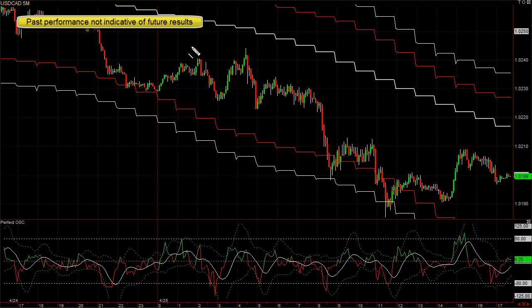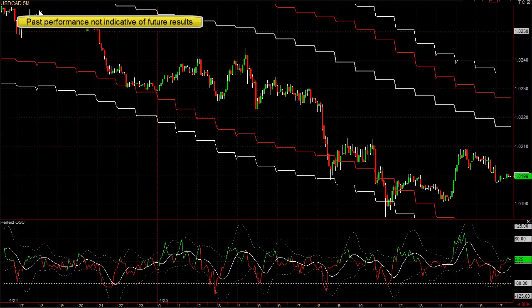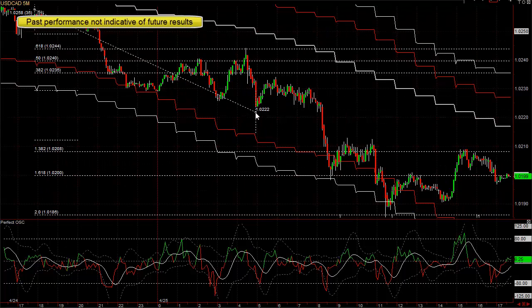First of all, this currency has been underneath the hourly all day, which means the dollar's been weaker than the CAD all day. You have the lows right here. You have a nice little wedge pattern. And so we knew by just looking at this chart, wedge pattern breakouts are very high probability. And you want to draw your fibs from here to get an idea where the fib target is. And I'll do that right now to show you where your profit target is.